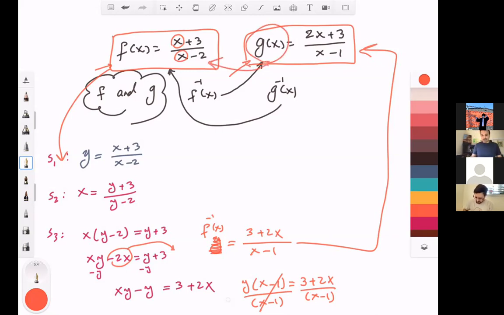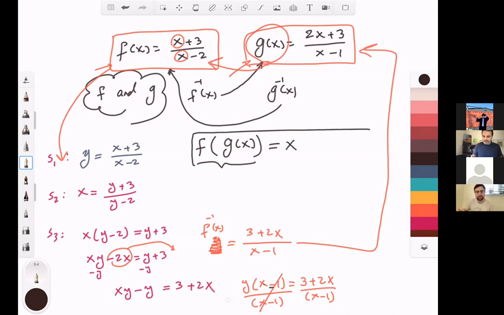The cheating way is, if you have a question like this, and they ask you to verify that these two are inverses of each other, we need to do f of g of x. When you're composing, if the answer is x, that means it's done. So in order for two functions to be inverses of each other, f of g of x equals g of f of x equals x.